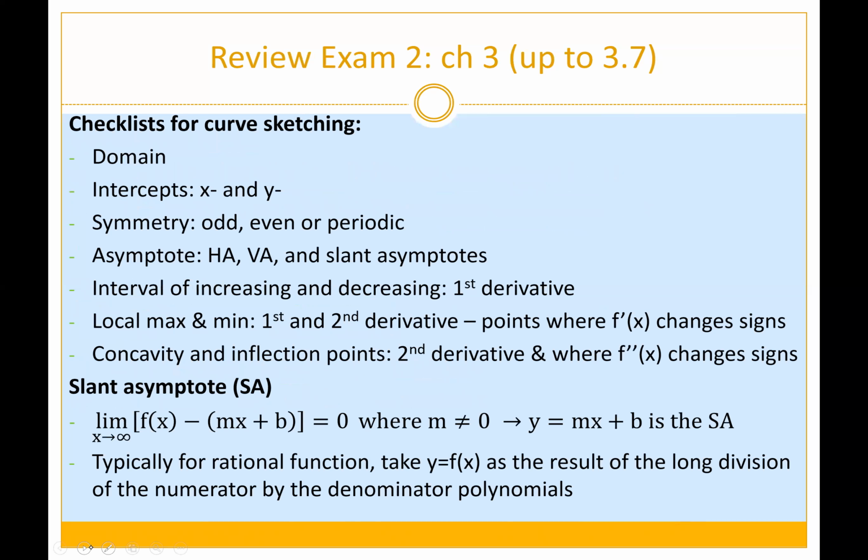Then you have section 3.5, which is mostly a checklist for curve sketching. The things that you need to sketch a curve are domain, intercepts, and symmetry. These are very basic, and you don't even need to take this class to know those. Then you need asymptotes: horizontal, vertical, and slant asymptotes. For slant asymptotes, please review section 3.4. Oh no, 3.4 and 3.5, horizontal asymptotes as well. Intervals of increasing and decreasing, use the first derivative. Local max and local minimum, you can use the first or second derivative. I would say the first is more preferred.